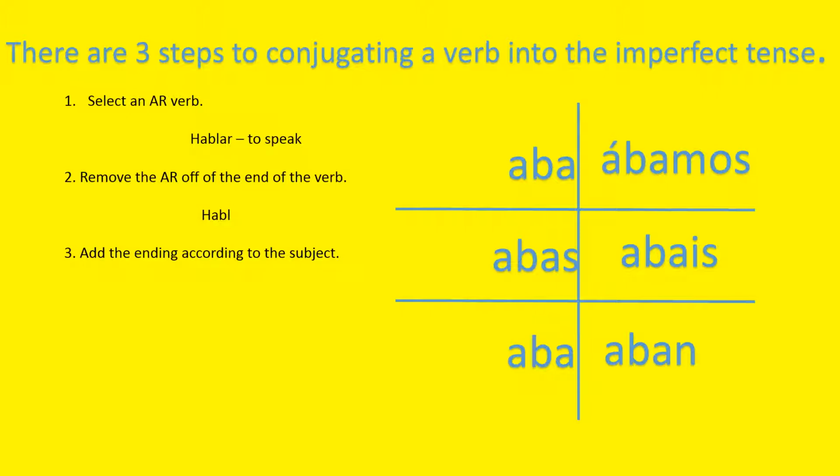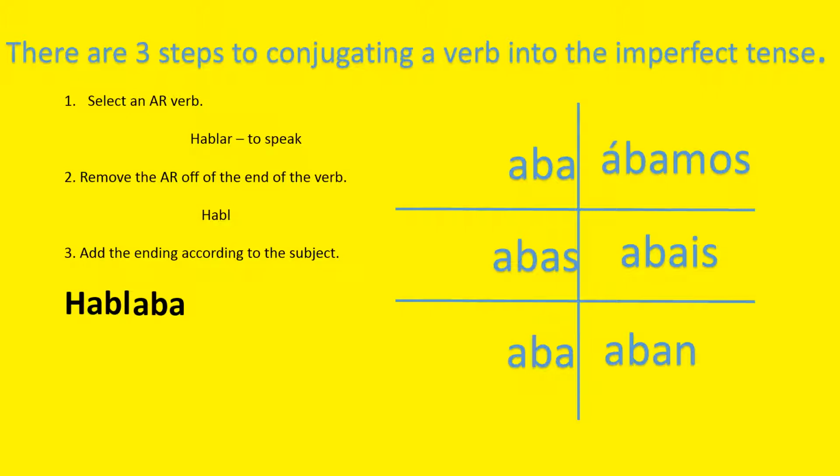So if I want to say I was speaking, I will say hablaba. Hablaba español. I was speaking Spanish. Hablabas. You were speaking. Hablabas español. You were speaking Spanish. Hablaba. He or she was speaking.